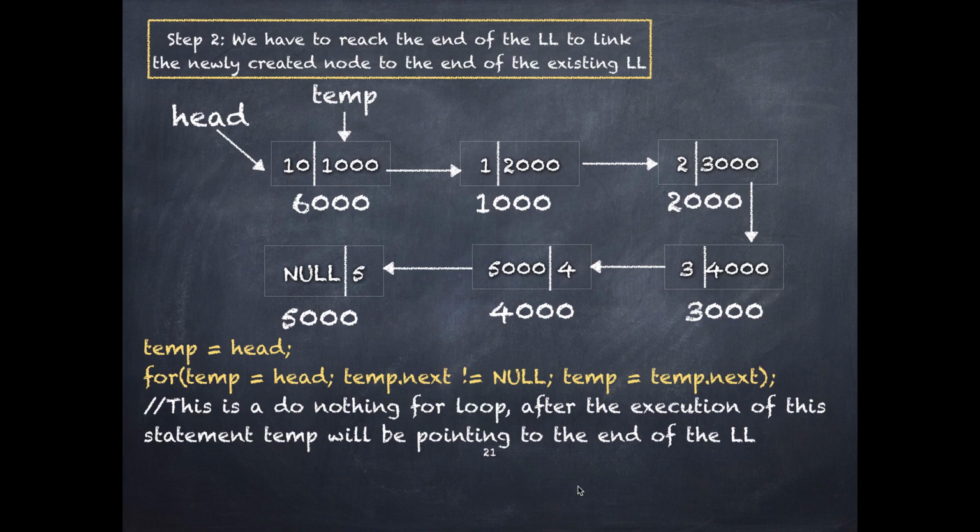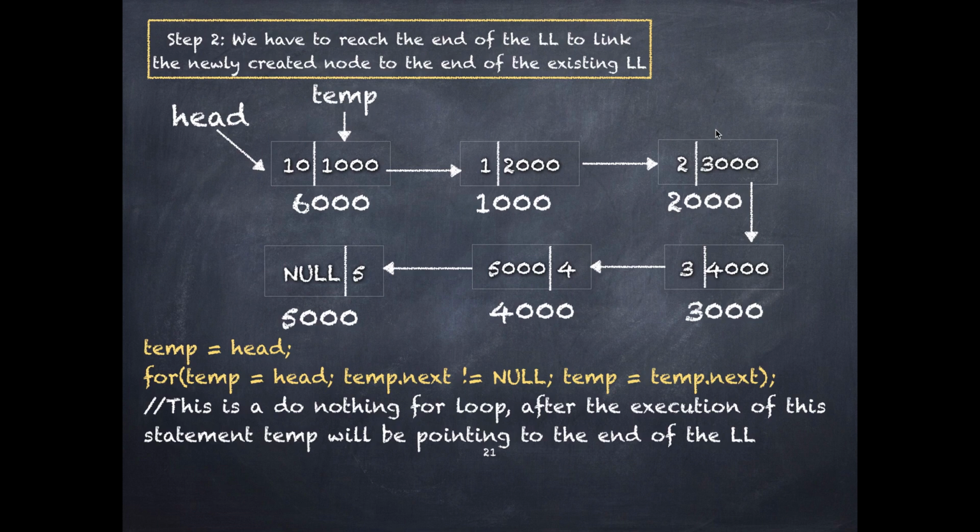Okay, again it comes to the condition checking. In the condition checking, what is done? Temp dot next not equal to null. Now temp is pointing to this node. So it is checking temp dot next. What is temp dot next? Temp dot next is 2000. It is not equal to null. So the condition is true. Again it is a do nothing loop. It will jump the temp pointer to the next node, temp equal to temp dot next.